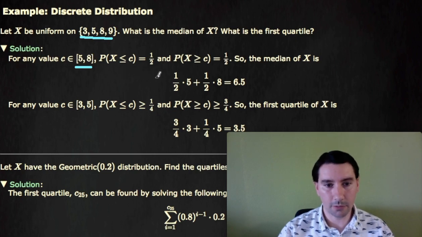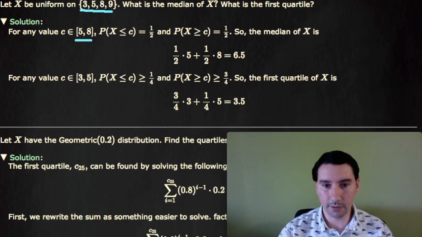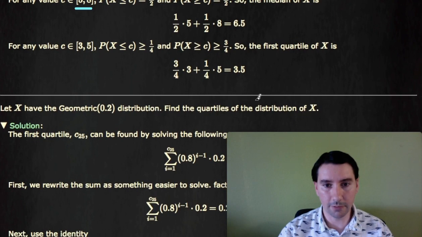To find the first quartile, notice that for any c in the interval from 3 to 5, the probability x is less than or equal to c is bigger than or equal to 1/4, and the probability x is bigger than or equal to c is also bigger than or equal to 3/4. So for the first quartile of x, we linearly interpolate between 3 and 5, and get 3/4 times 3 plus 1/4 times 5, which is 3.5.